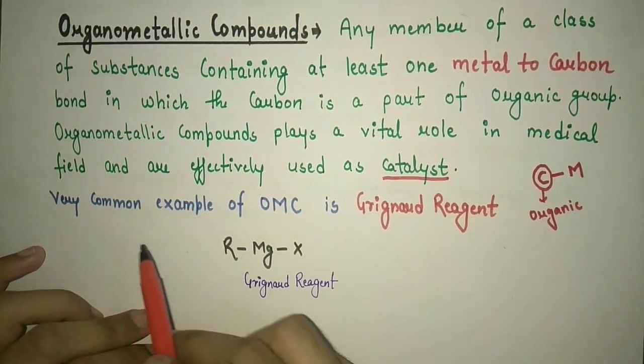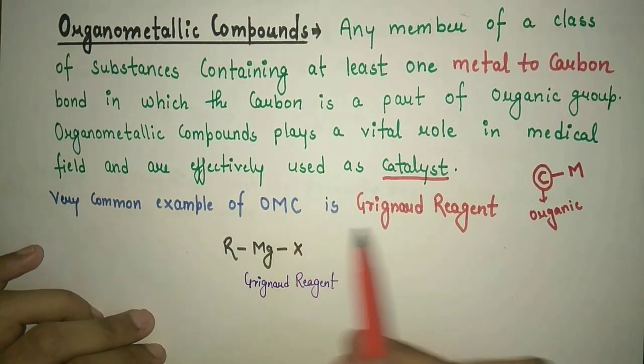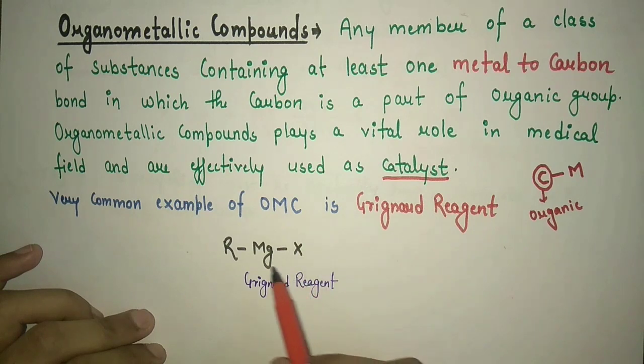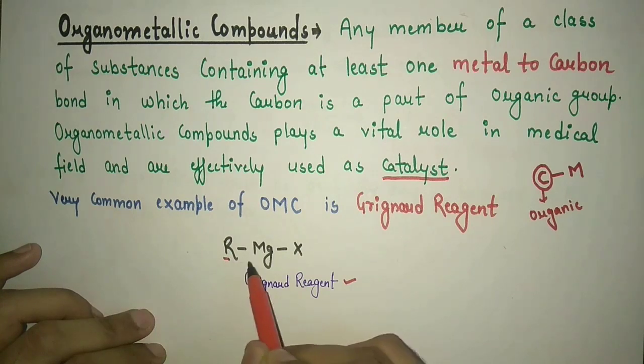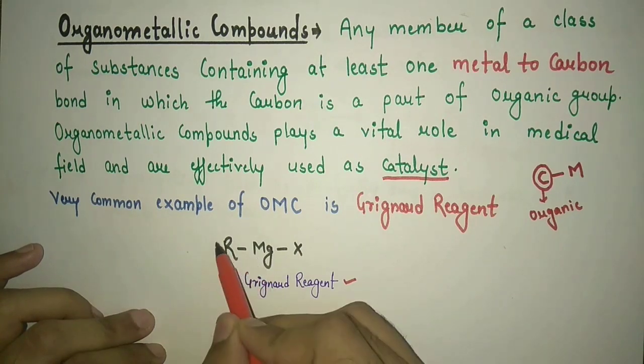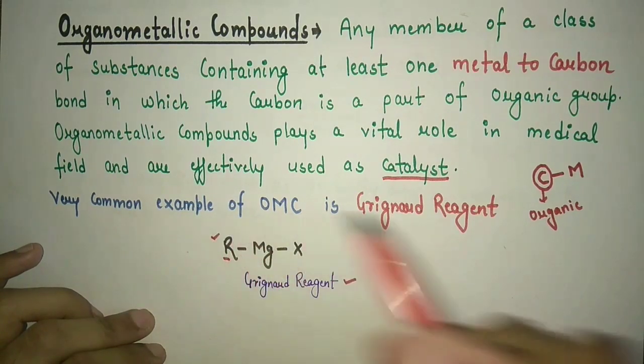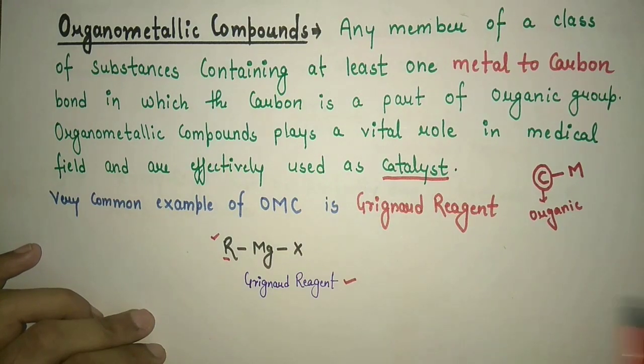Now, a very common example of an organometallic compound is our Grignard reagent, that is RMgX. This is known as a Grignard reagent, and the carbon atom which is bonded to the metal atom must be part of an organic group.